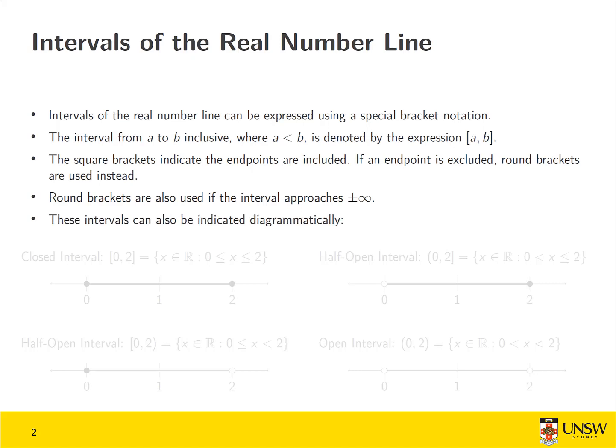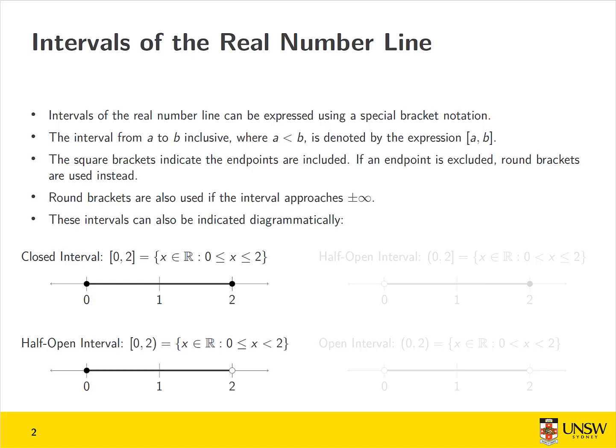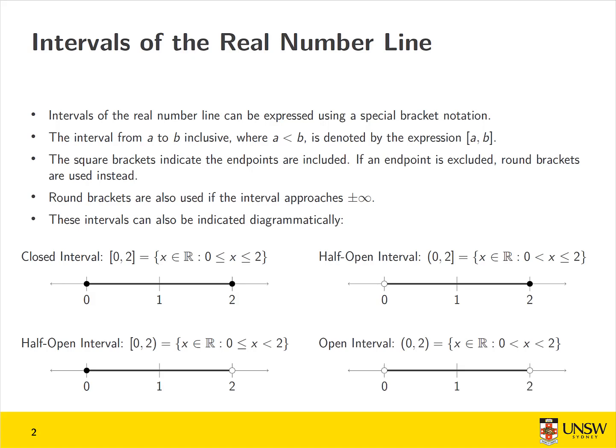It is convenient to represent these intervals diagrammatically. The closed interval 0, 2 can be drawn as a thick line from 0 to 2 on the number line, with the endpoints filled in to indicate that they are included. This half-open interval 0, 2 no longer includes the number 2, so the endpoint at 2 is marked with an unfilled circle. Similarly, the half-open interval 0, 2, which excludes the number 0, will have an unfilled circle at the 0 endpoint. For the open interval 0, 2, both endpoints are unfilled.